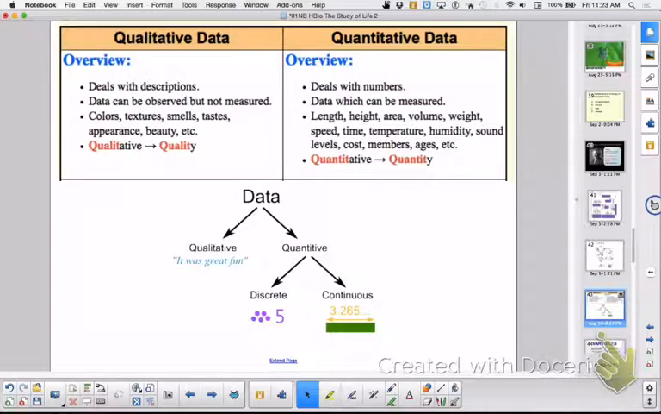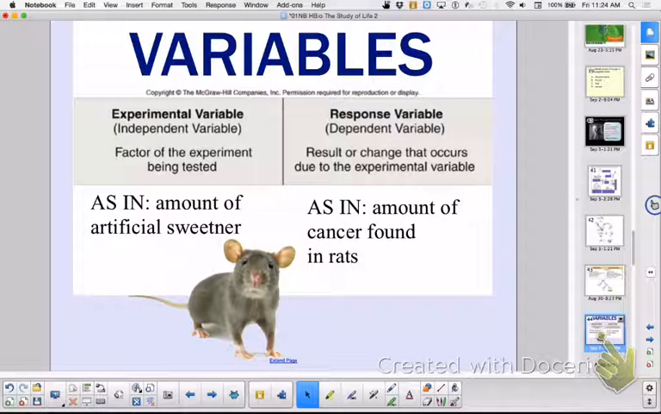Which one is something you can plot on a graph? Quantitative. Perfect. Okay, Blue, could you please differentiate between the variables? Go ahead.